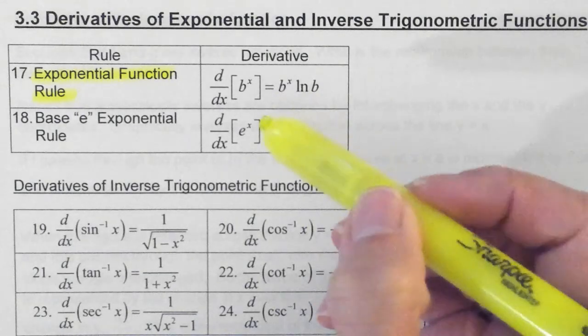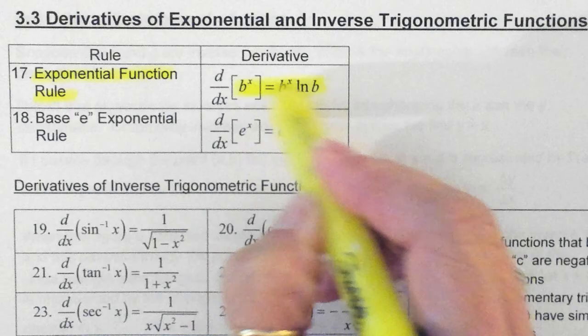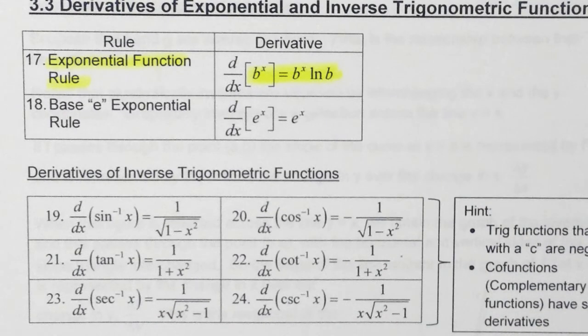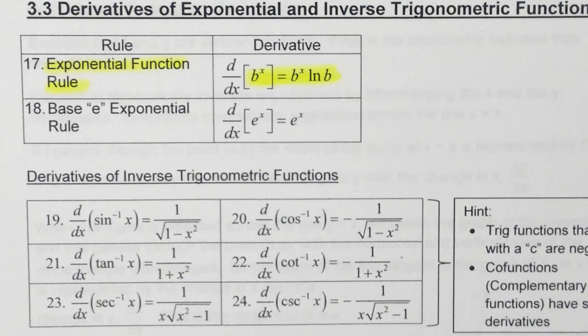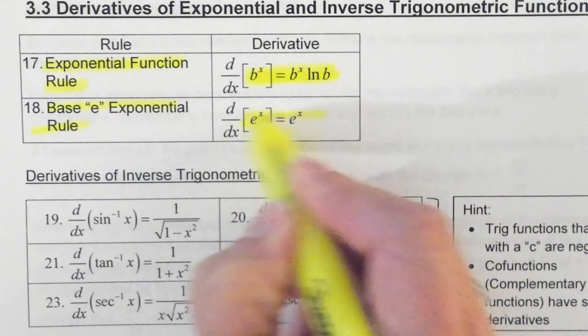Okay, so this is one that essentially, in terms of how it's derived, there really isn't one. So you have to memorize this. Base e exponential rule, derivative of e to the x is e to the x.